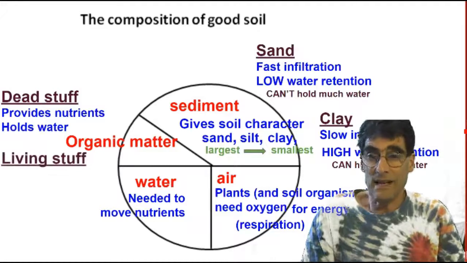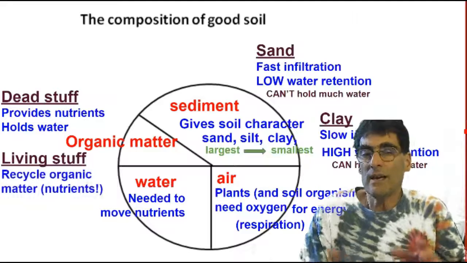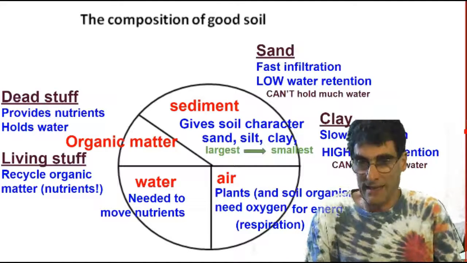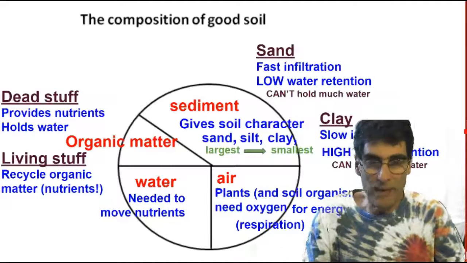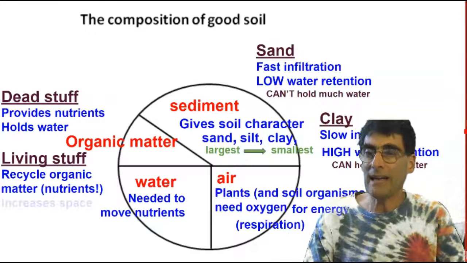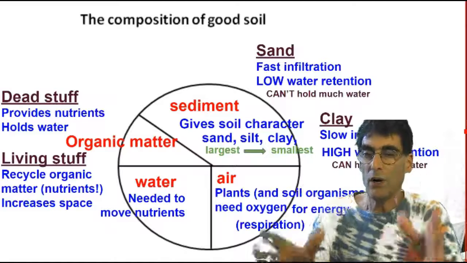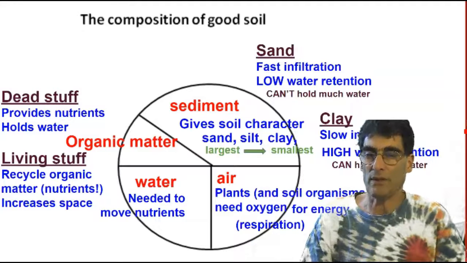But then there's living stuff. In that picture you saw there was worms. The living stuff actually breaks down the dead stuff. Something's got to eat it and poop it out and break it into smaller chunks until those nutrients get released. And the living stuff increases the space in the soil because it moves around. So we know that organic stuff's important for the soil.